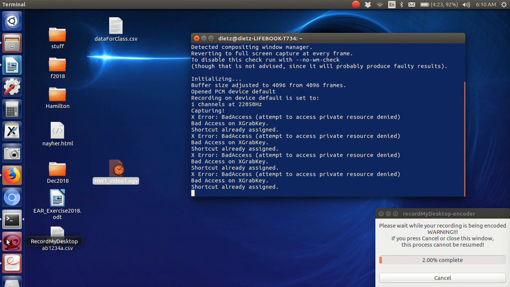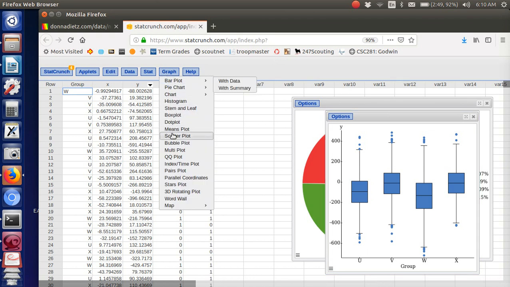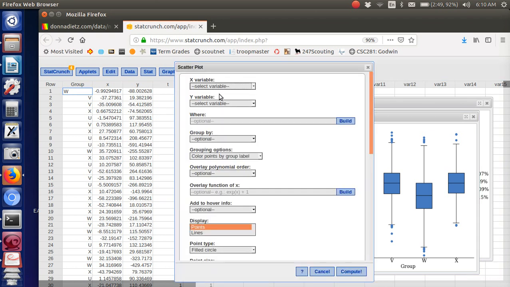Okay, and here we continue along the same path on the second video for homework 1. And so this is the StatCrunch demo. We're going to make a generic scatter plot of x versus y. So graph, scatter plot. And to make things easy, x is x, y is y, group is group.